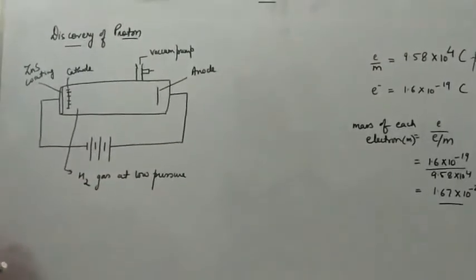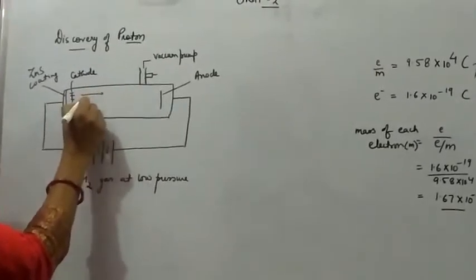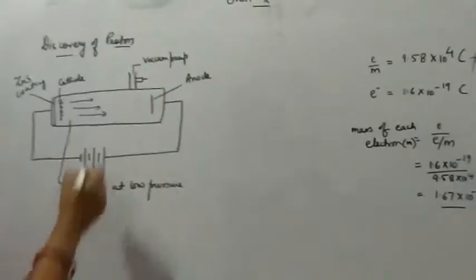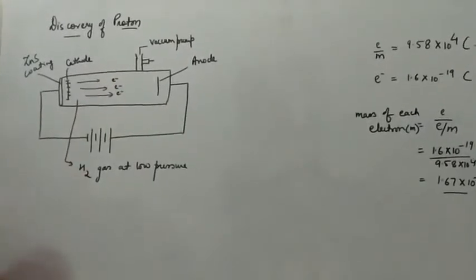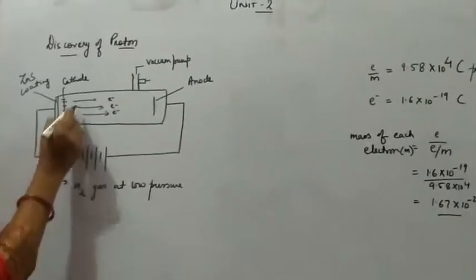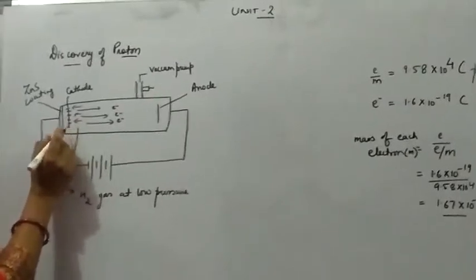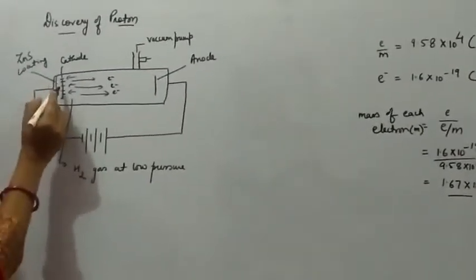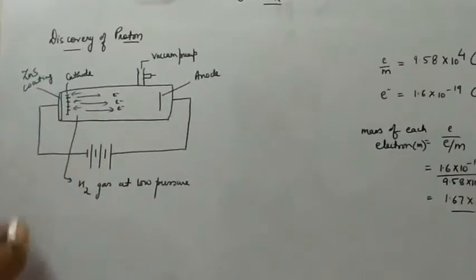Now what has been observed is that at first the cathode ray is moving toward the anode, with particles flowing toward the anode. In the opposite direction, some particles moved and struck the zinc sulfide surface which was just behind the cathode. As a result, fluorescence or a glow was observed here.